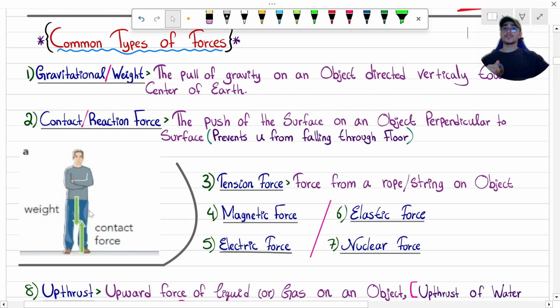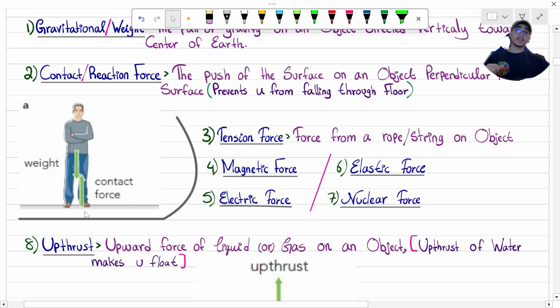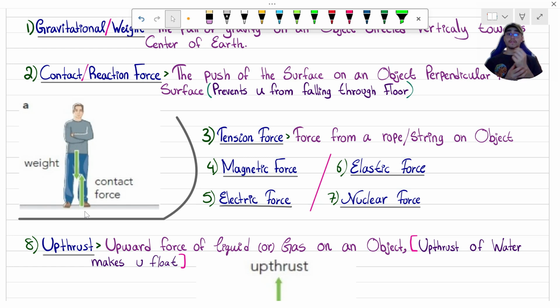Another type of force is tension force. Tension force is from a rope or a string on an object. For example, if you attach an apple to a string and you rotate it, the apple is going to be rotating continuously by the force you're applying on the string, and that string is applying a tension force to that apple, causing it to spin around.